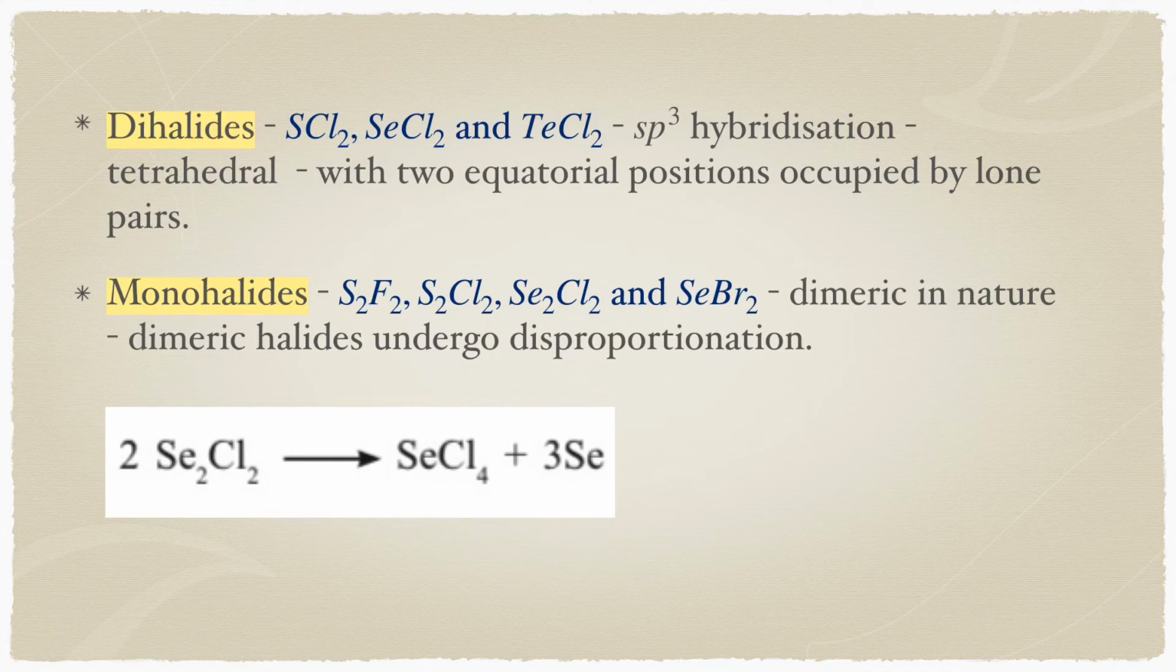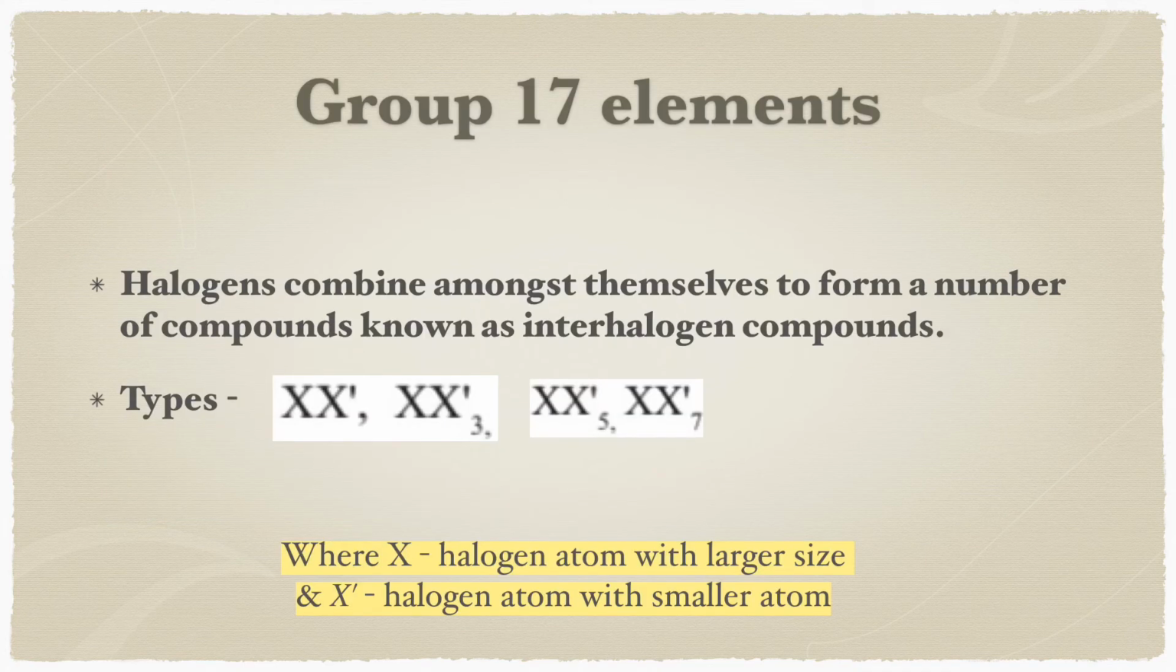And the last one, monohalides. The examples are S2F2, S2Cl2, Se2Cl2 and SeBr2. They are dimeric in nature and these dimeric halides undergo disproportionation reactions. One example is given here: 2Se2Cl2 gives SeCl4 plus 3Se. Remember, we are talking about the reactivity towards halogens.